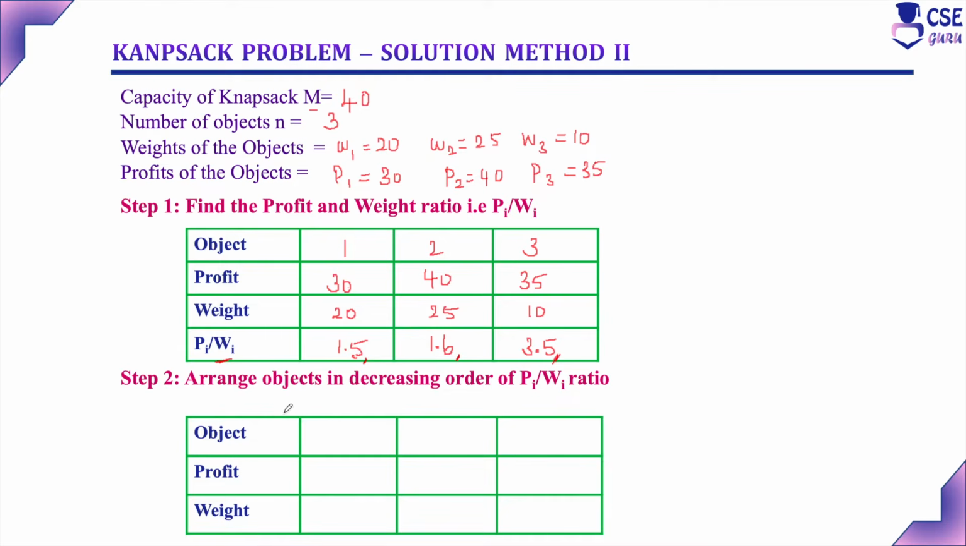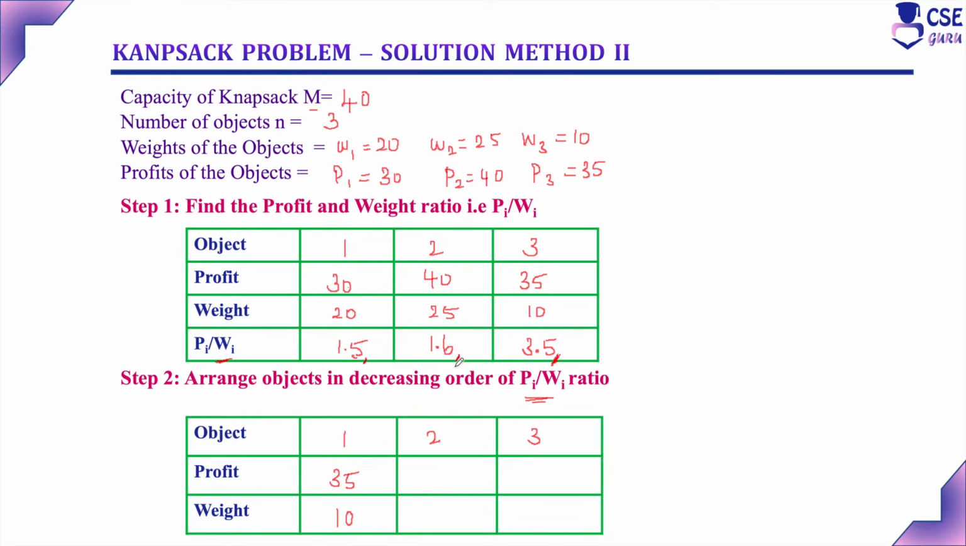So step 2, we will arrange the objects in decreasing order of Pi by Wi ratio. There are 3 objects. Now we are going to arrange the profit and weight according to the maximum Pi by Wi ratio. Object number 3 gives the maximum Pi by Wi ratio, so we will consider this as object 1. Its profit is 35 and weight is 10.